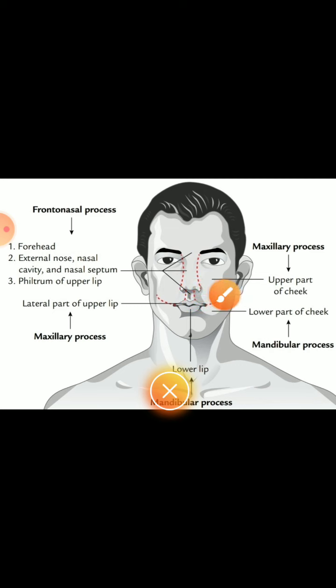The maxillary process gives rise to the upper part of the cheek, and the mandibular process gives rise to the lower part of the cheek and also the lower lip. So this is how the processes develop into the face. Usually at the end of the fourth week, these five swellings appear around the primitive mouth. What is the name of the primitive mouth? It is called the stomodeum.